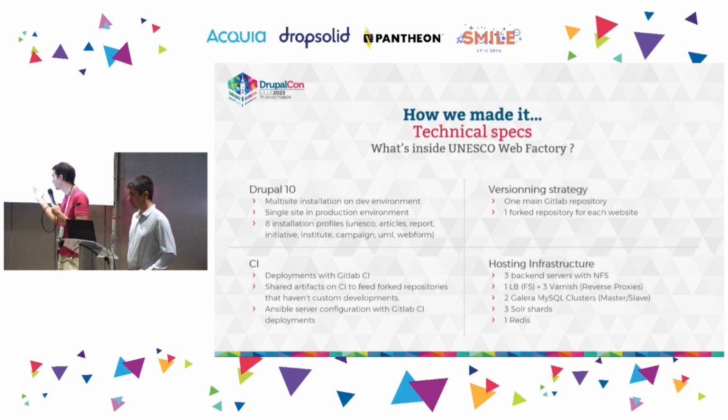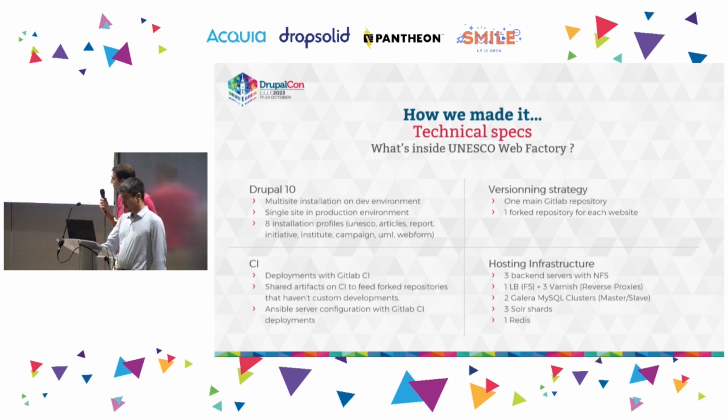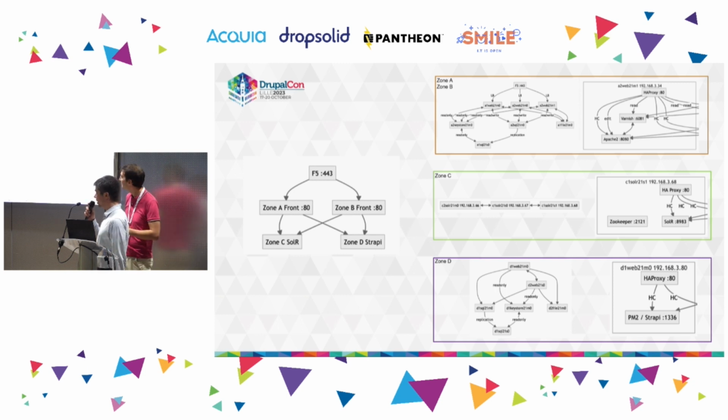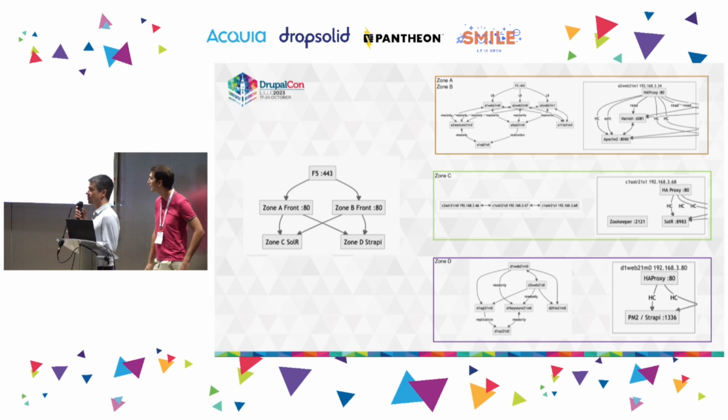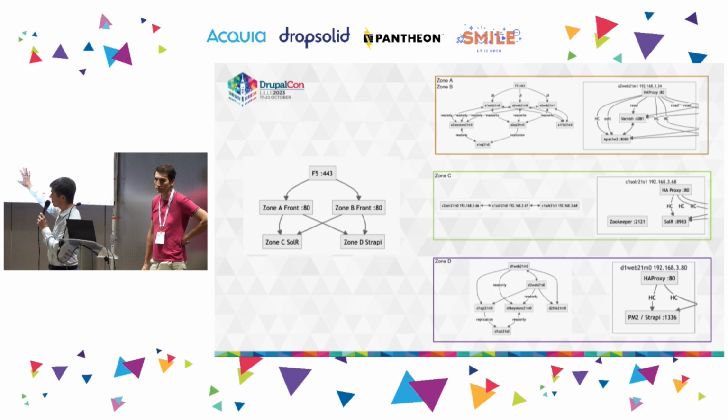And obviously, for the memory cache, you need to have a solid one, so 1 Redis. And as we said before, it is hosted in the UNESCO data center, so UNESCO does all the hosting and maintaining of that. But if you zoom on this infrastructure, you can see on the left the big picture with the F5 load balancer, which is in front of that. And then you have this zone A and zone B, which handle all the web servers.